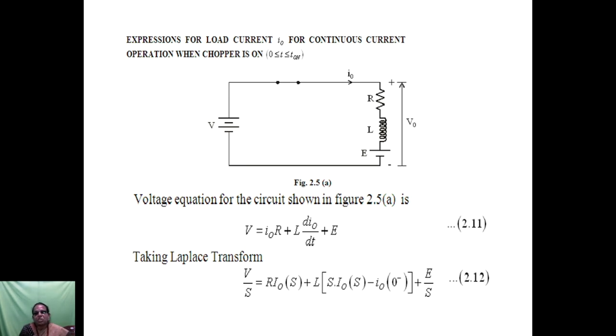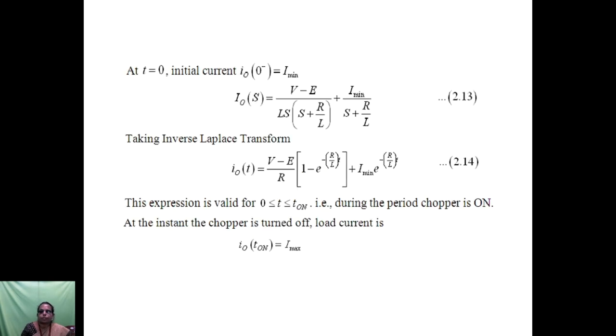So the voltage equation of the circuit shown in the figure is V is equal to I0 into R plus L into di0 by dt plus E. Taking the Laplace transform on both sides, V by S is equal to R into I0 of S plus L into S into I0 of S minus I0(0-) plus E by S. At t equal to 0, the initial current I0(0-) is equal to I minimum.